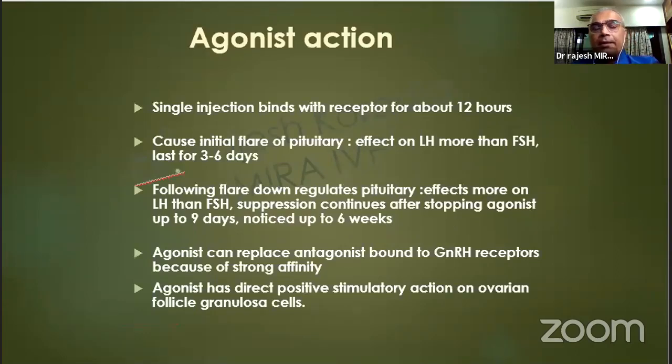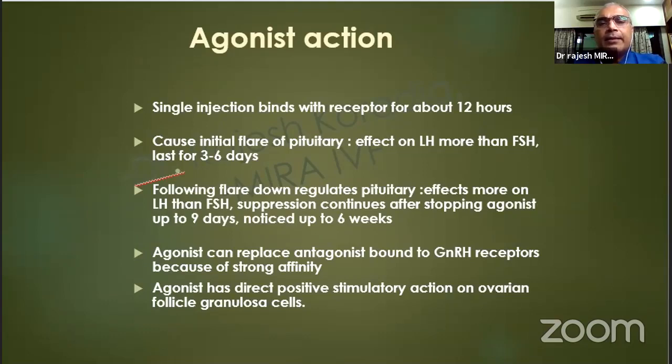Now, after looking at letrozole and clomiphene, let us understand the agonist action. The agonists are GnRH analogs with actions similar to GnRH but with a longer half-life. Their primary role is to keep a check on the premature LH surge from the pituitary. There are three molecules which are commonly available in India: leuprolide, triptorelin, and buserelin.